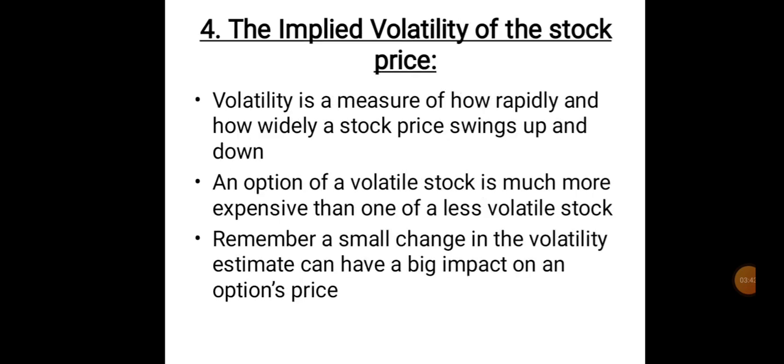The next is the implied volatility of the stock price. Volatility is a measure of how rapidly and how widely a stock price swings up and down. Volatility means how the stock price fluctuates. An option on a volatile stock is much more expensive than one on a less volatile stock. Remember, a small change in the volatility estimate can have a big impact on an option's price.